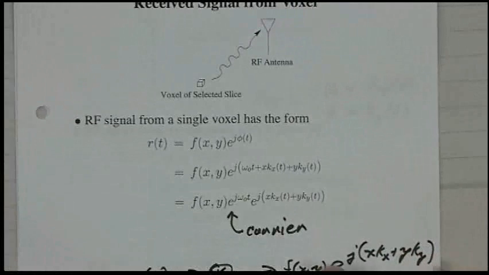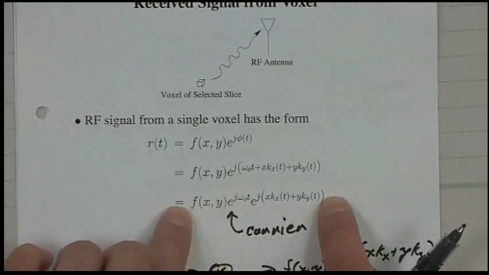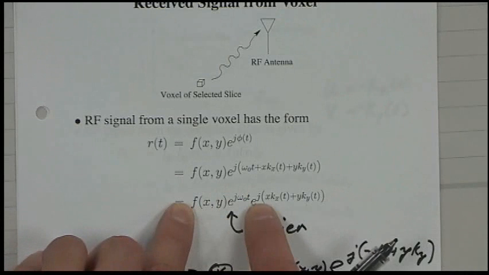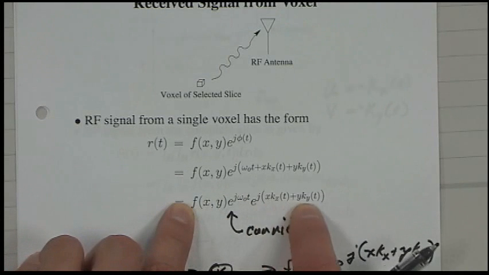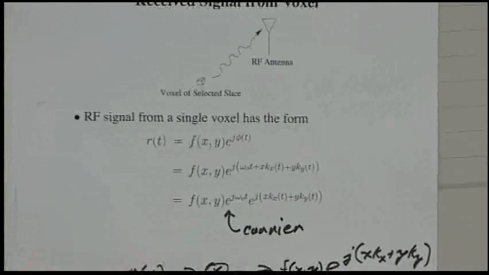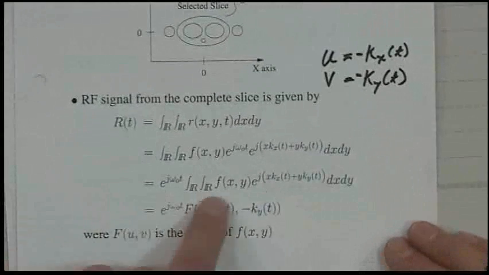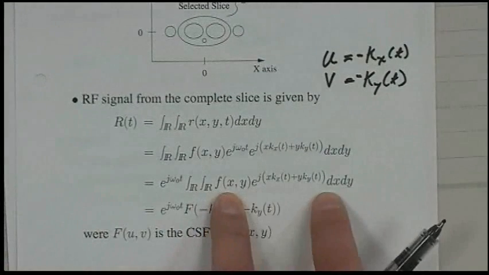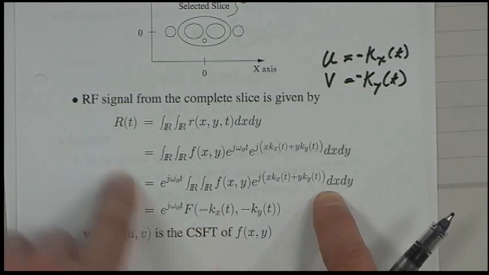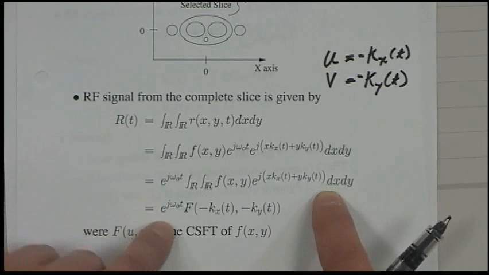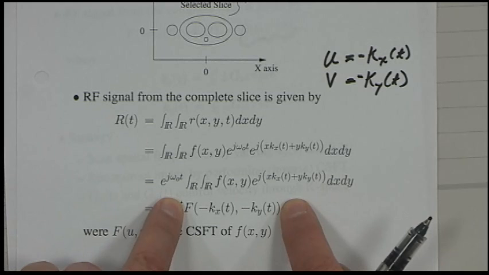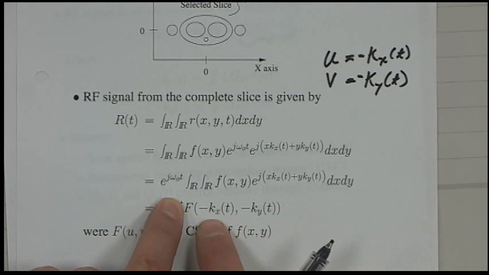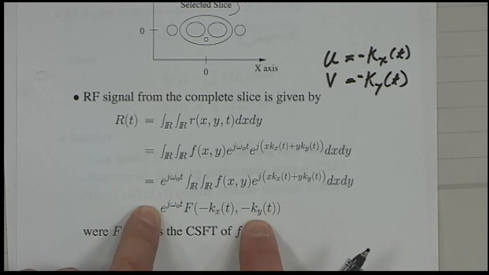Well, when you plug that in, you get this. You have f of x,y times e to the j, these terms here, x times k_x and y times k_y. And now you have to integrate over space. When you integrate over space, this expression looks like a two-dimensional Fourier transform. So the received signal r of t is the value of the 2D Fourier transform evaluated at minus k_x and minus k_y, times the carrier.